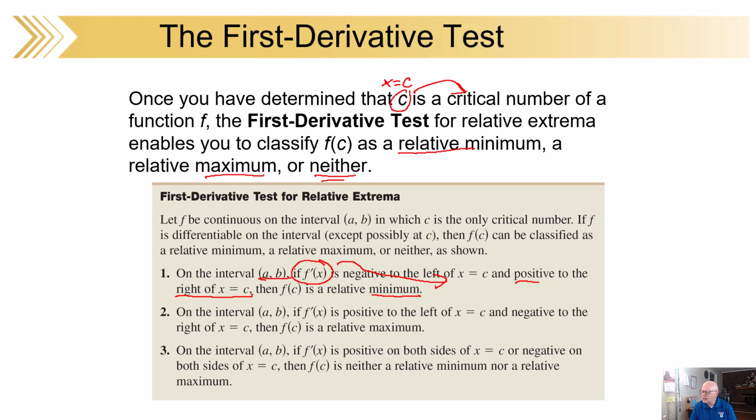The relative maximum says just the opposite. If your derivative is positive to the left, that means it's going up. And then after x equals c, it goes down. Then you've got a relative maximum. Well, that should make sense. Draw a small picture for yourself. That'll really nail it for you. On the interval, if it's positive on both sides or negative on both sides, then you don't have a maximum or a minimum, relative or absolute.